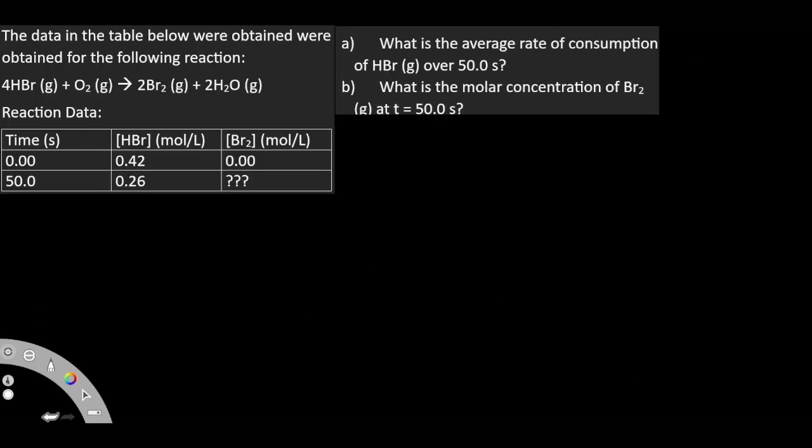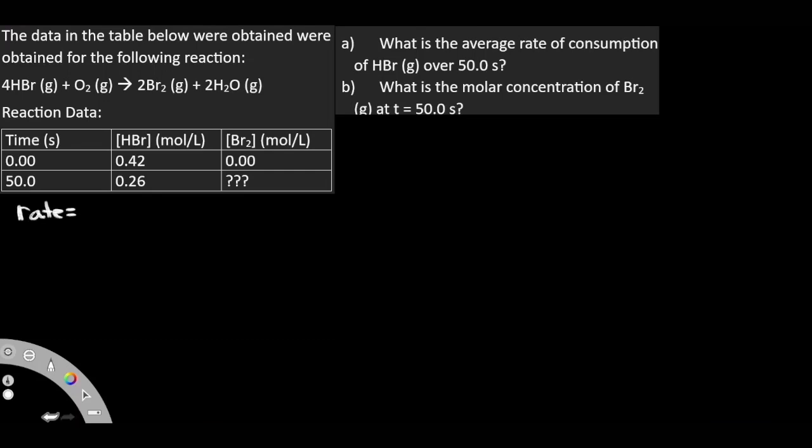All right, let's look at this question. The data in the table below were obtained for the following reactions. Now, we have a certain amount of time, and we have this much HBr. What is the average rate of consumption of HBr over 50 seconds? Well, this should be quite simple from the previous video. If you haven't looked at that video, please look at that for the rates of reaction.